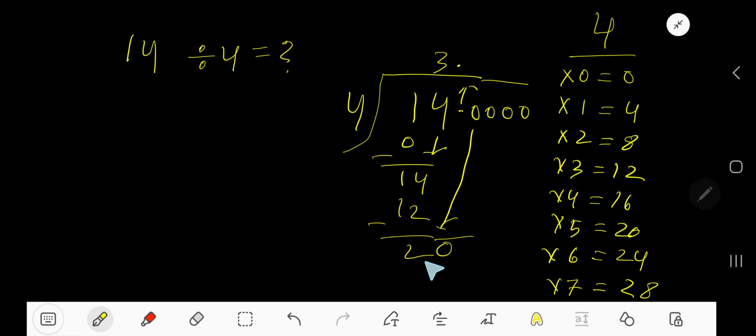4 goes into 20 how many times? 4 goes into 20 5 times, right? 5 times 4, 20. Subtract, 0. As our remainder is 0, we are done. So our answer is 3.5.